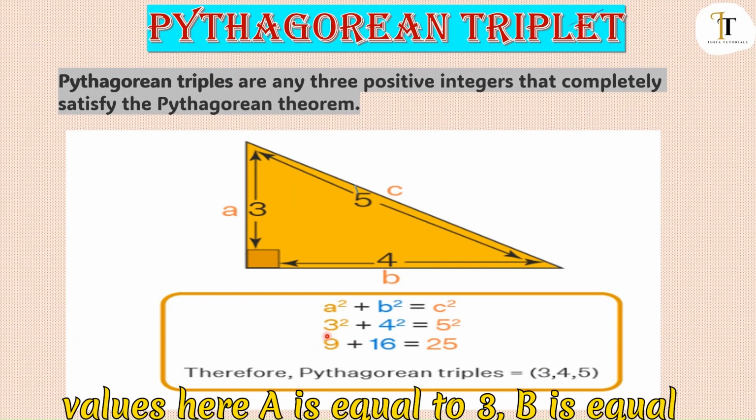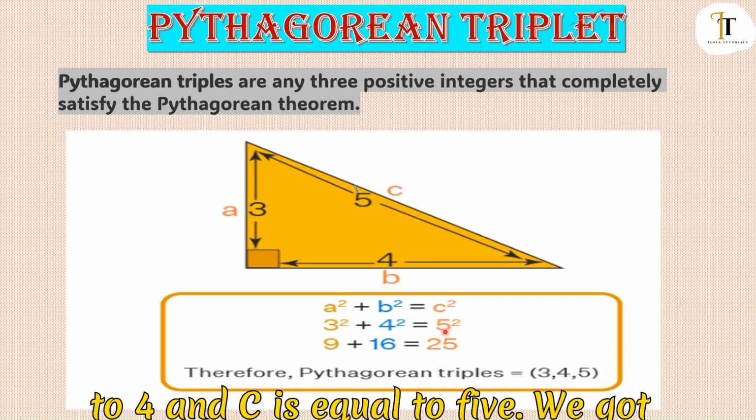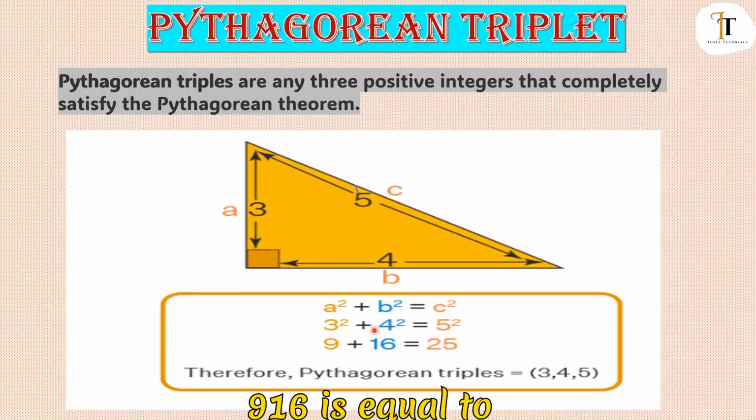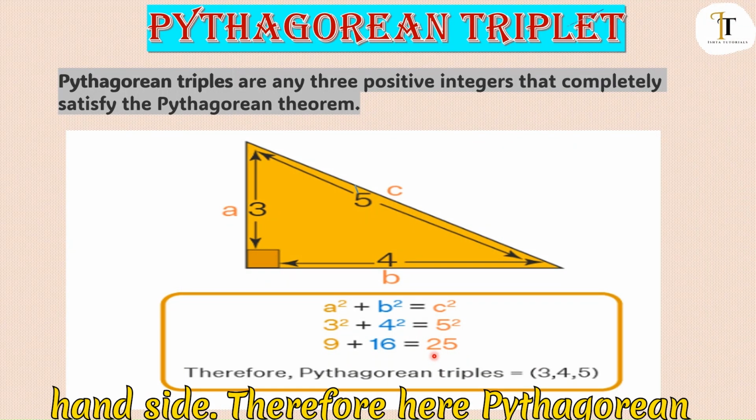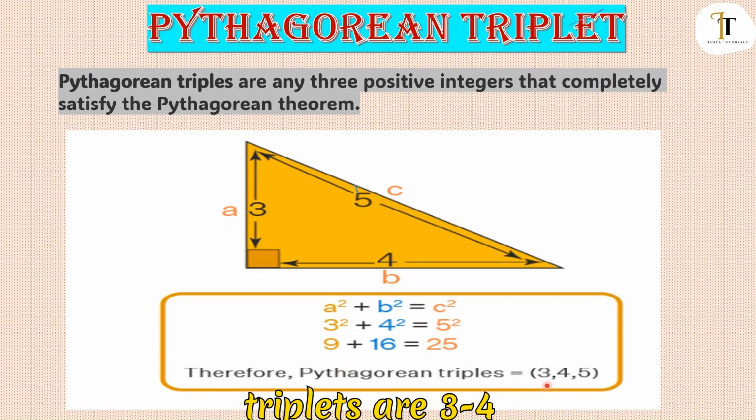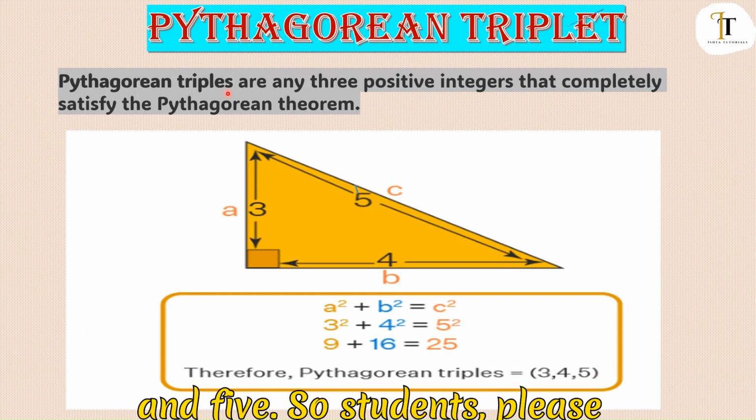On substituting the values, here A is equal to 3, B is equal to 4 and C is equal to 5. We got 9 plus 16 is equal to 25. So left hand side is equal to right hand side. Therefore here the Pythagorean triplets are 3, 4 and 5.